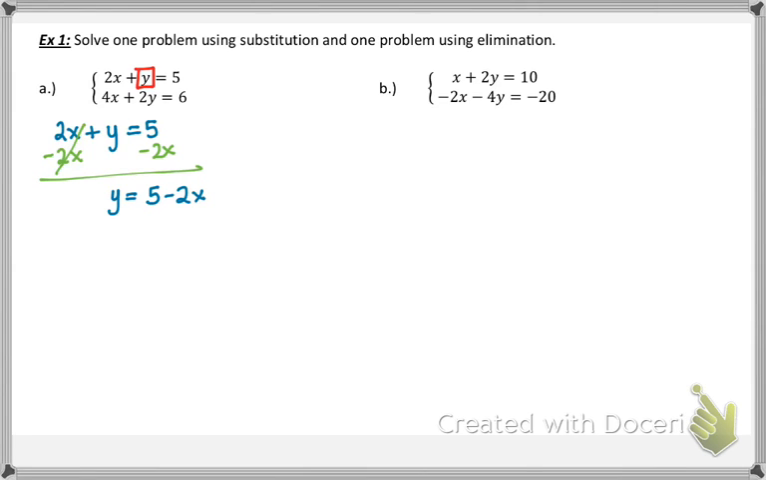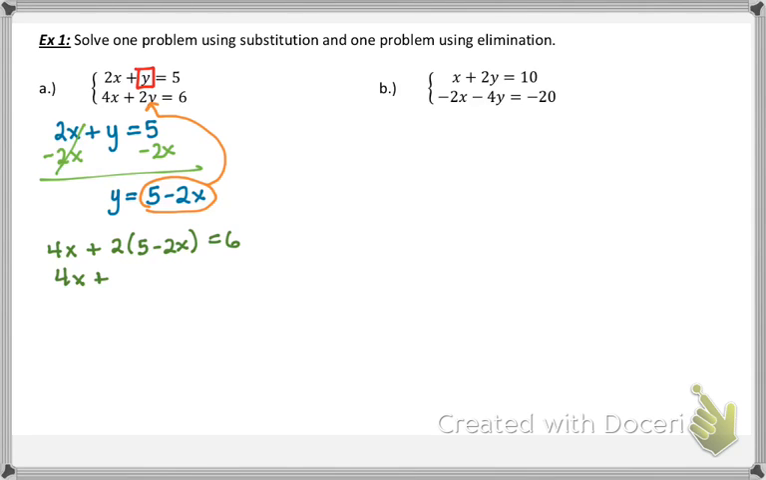And then I'm going to take this 5 minus 2x, which is equal to y, and substitute it in for y in the second equation. You have to use both equations when you are doing substitution. Okay, so 4 times x plus 2 times, instead of y, 5 minus 2x equals 6.